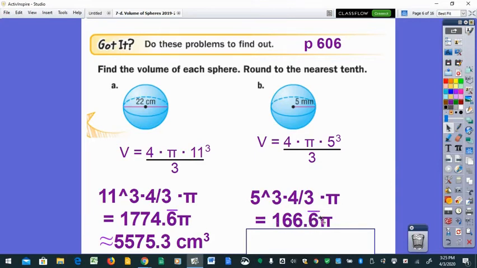166.6 with the bar notation pi is your exact answer. And the minute you take that multiplied by pi, it's about 523.6 millimeters cubed. So that's how you find the volume of a sphere.